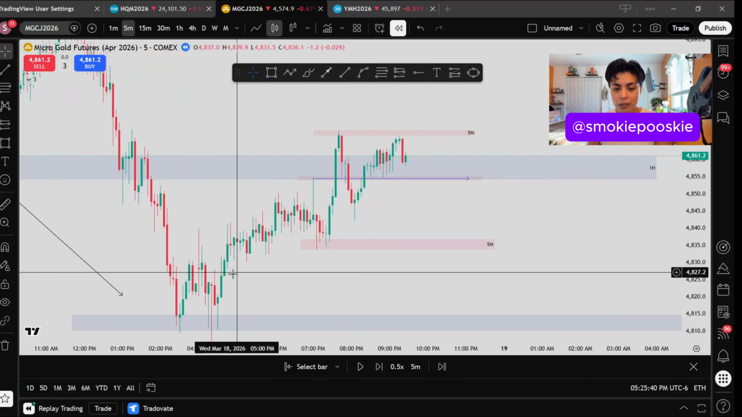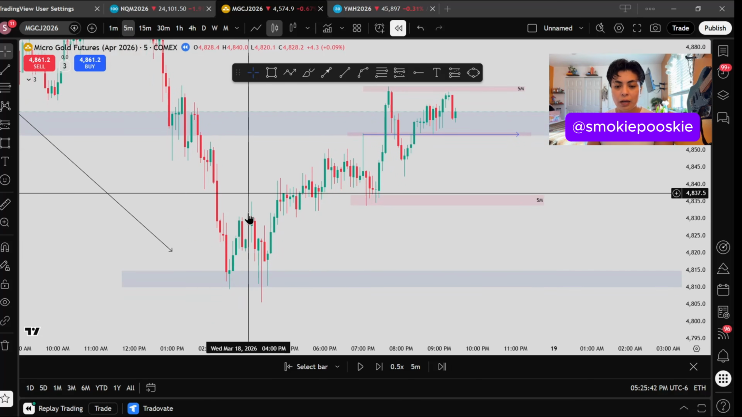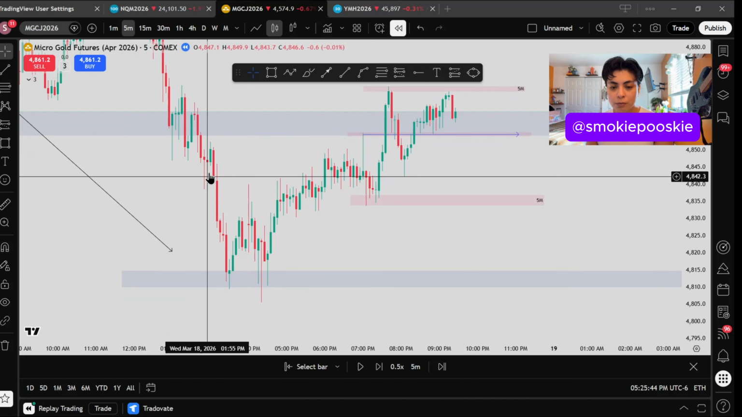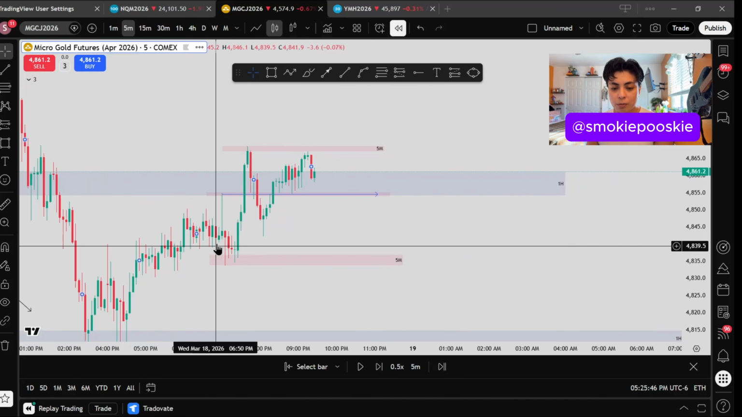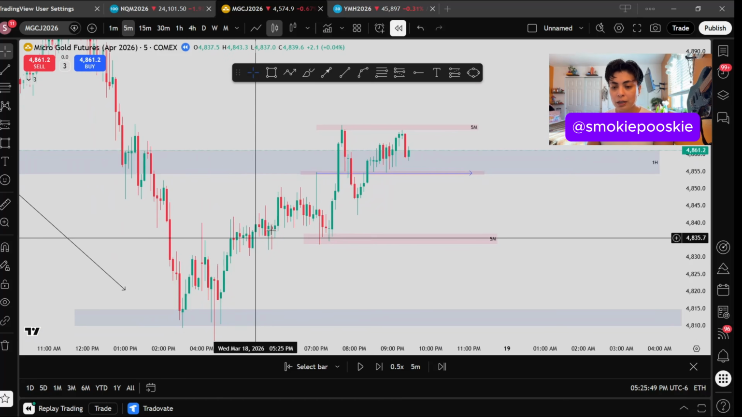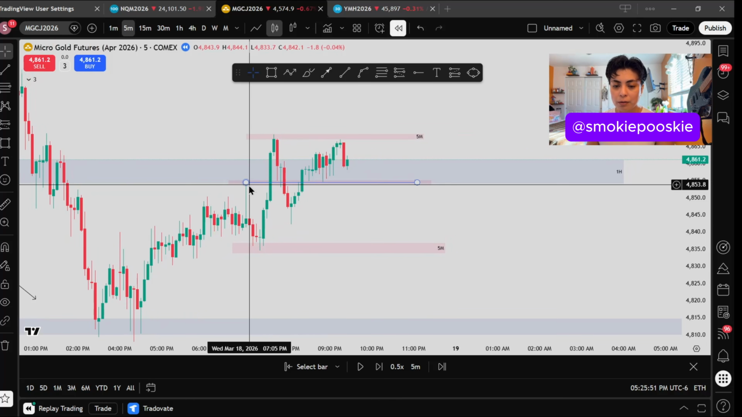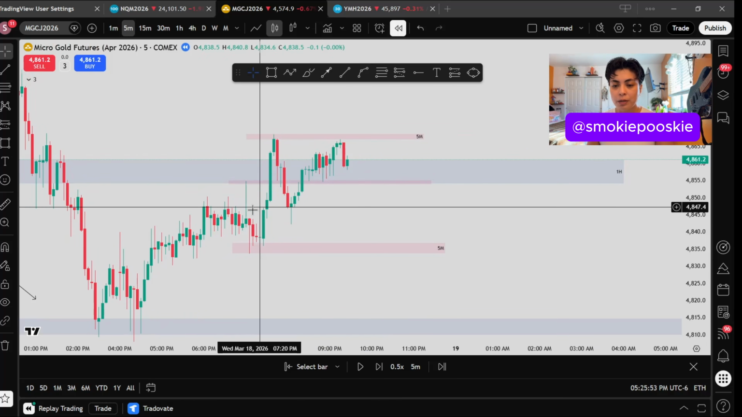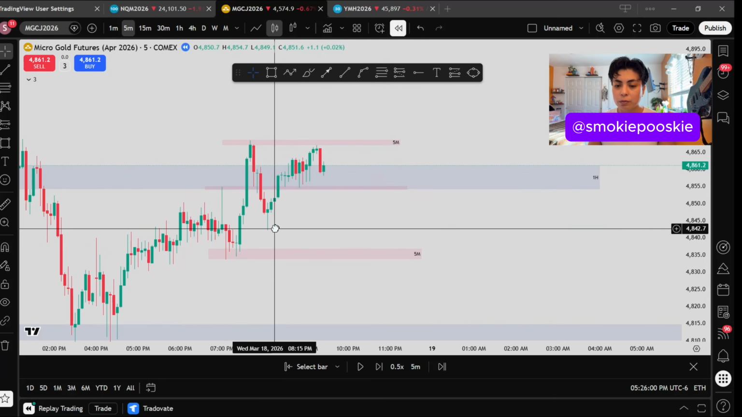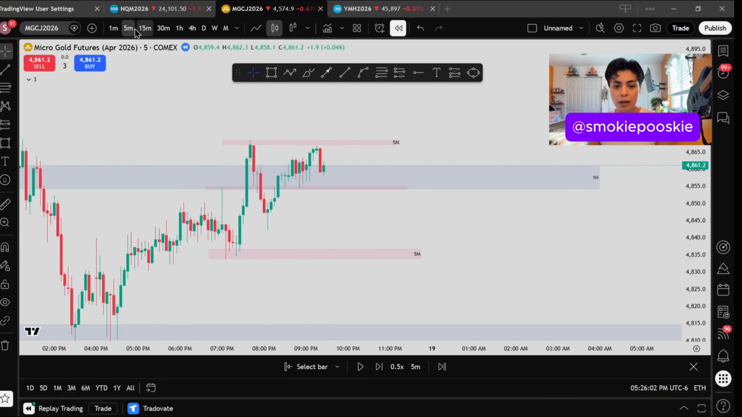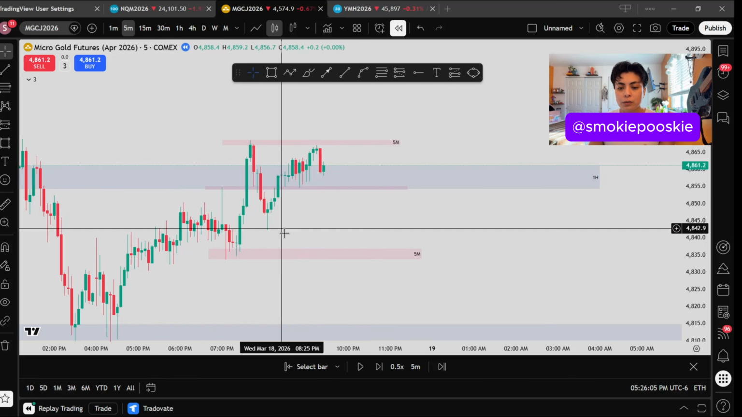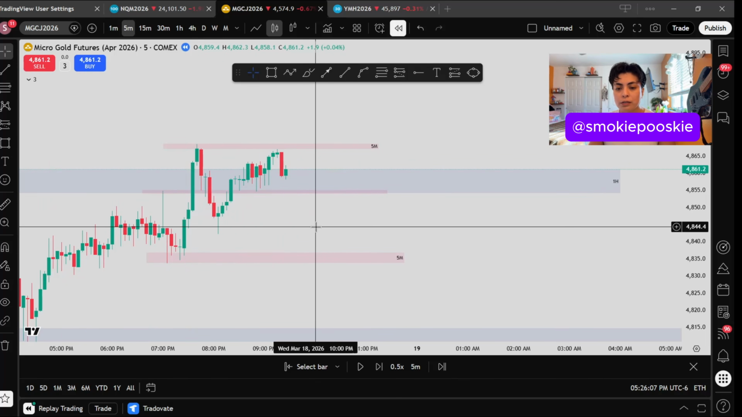I don't care about it being right here. I don't care about it being in the middle. I care about it once it's at one of these blue zones. Then I start to mark up my 5 minute, right? That's the only reason why I was able to mark up my 5 minute time frame, because of it being at a critical level, because of it being at a key level, right? So now let's wait to see what price is going to do.